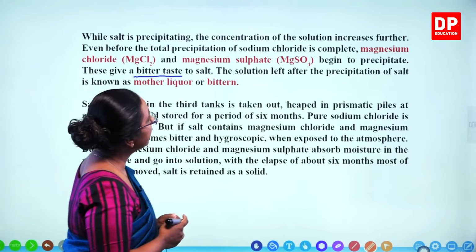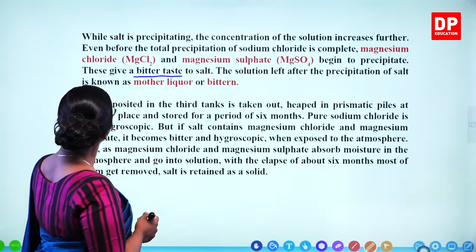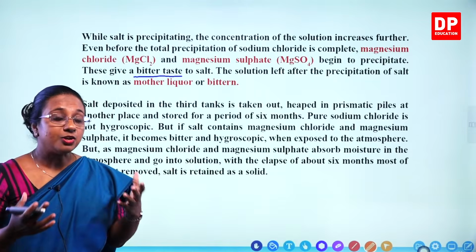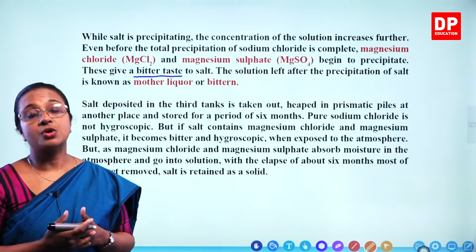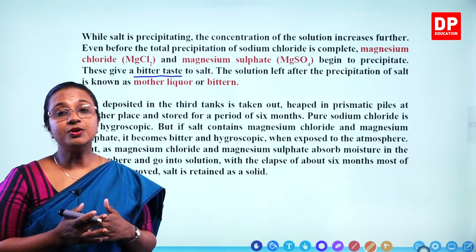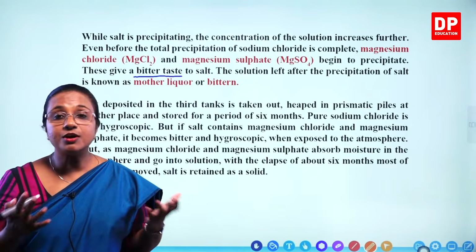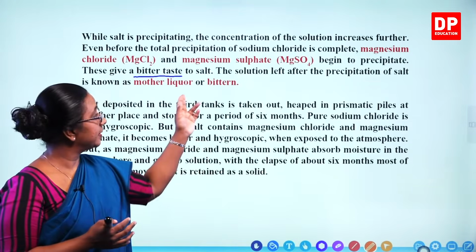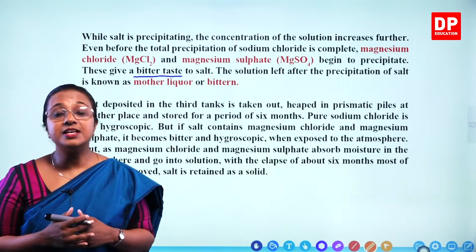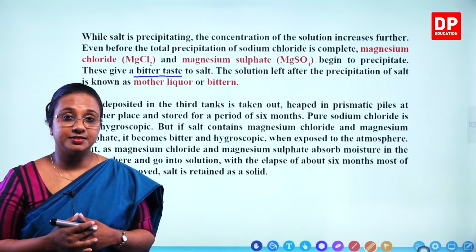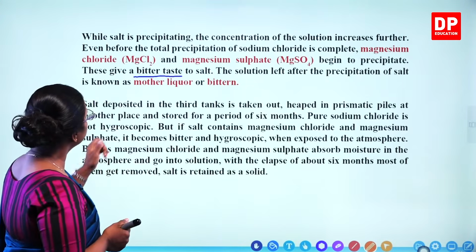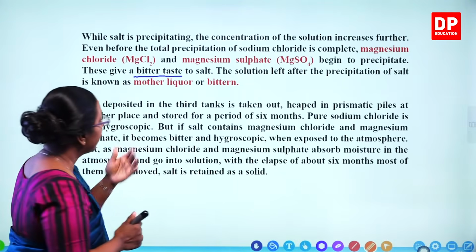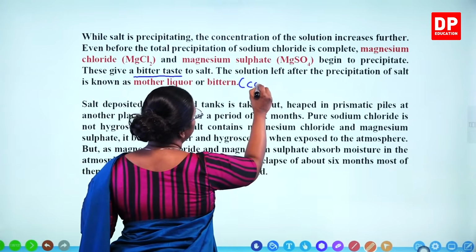The solution left after the precipitation of salt is known as mother liquor or bittern. That also contains more salts, because as you already know, seawater contains lot of salts, and the most common ones are the salts that precipitated in the different tanks of the salter. So here you have to remember the term mother liquor or bittern that also contains other salts.